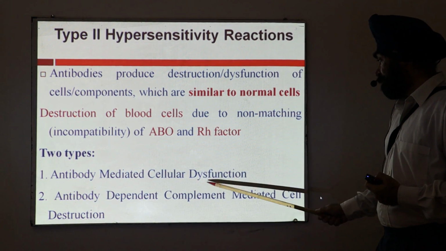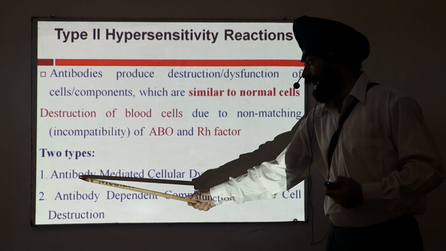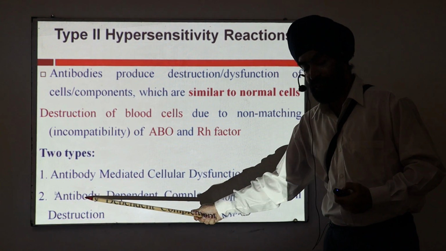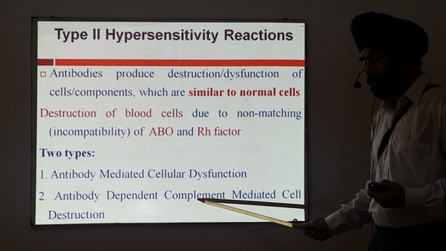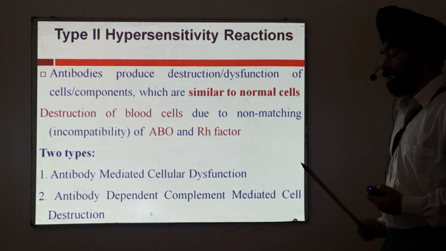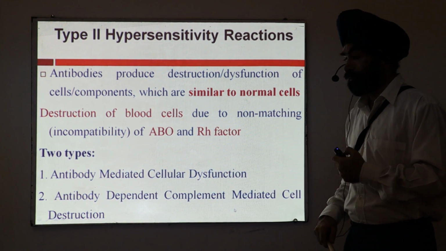Antibody-dependent complement-mediated cell destruction. It means here the antibody itself was doing it, but in this condition the antibody is acting indirectly. The antibody is activating the complement system, and the complement system is ultimately producing the cell destruction. You will come to know. I will explain with the help of the chart.